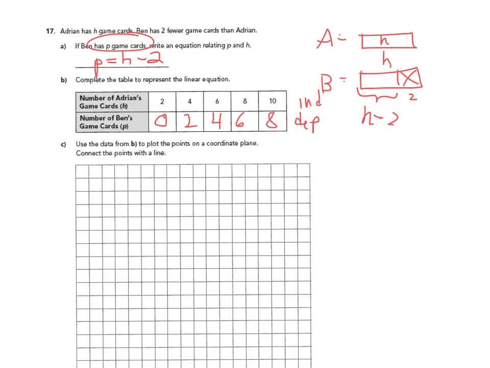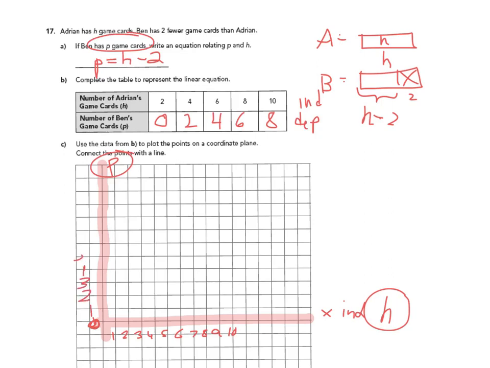What I'm then going to do is put some things on a coordinate plane here. So I'm going to create an x-axis and a y-axis. I know that normally this is the x because it's independent, but we've discovered here that Adrian's H is actually the independent. And I know that Ben's P is actually the dependent. Now, I'm going to number these 1, 2, 3, 4, 5, 6, 7, 8, 9, and 10. I'm going to go over these other ones. This is 0 here. 1, 2, 3, 4, 5, 6, 7, 8, 9, and 10.